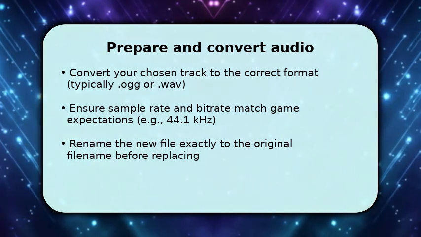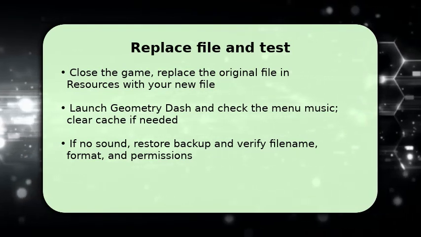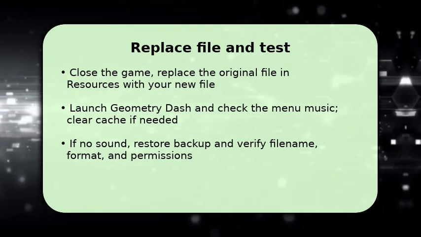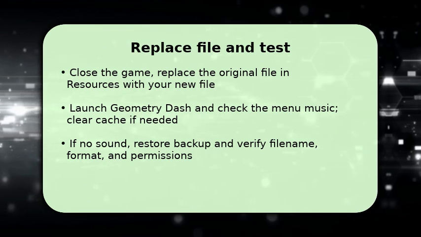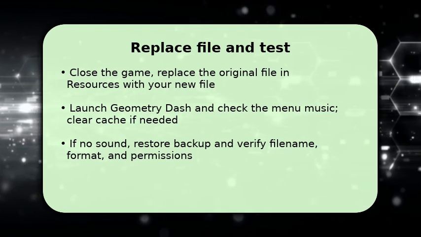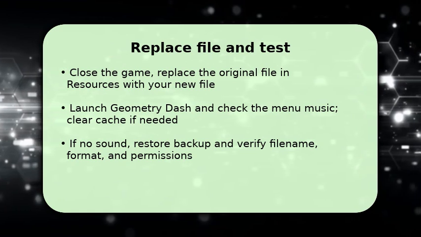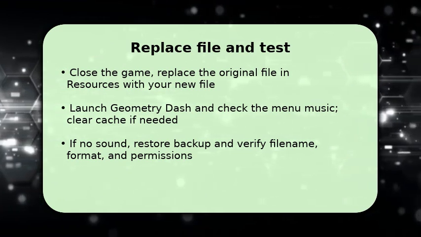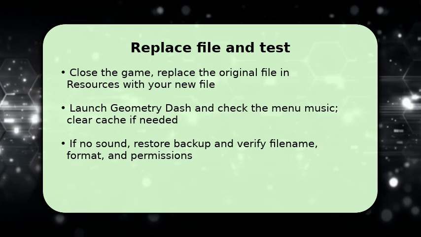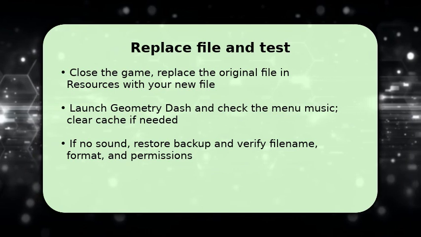Finally, you replace the file and verify the change. Close Geometry fully, paste your new file into the Resources folder overriding the original, and then launch the game. Listen to the main menu to confirm the new track plays. Make sure volume and in-game audio settings are correct. If it fails, restore your backup, recheck file name spelling, file format, sample rate, and file system permissions, because incorrect naming or unsupported encoding is the most common issue, and fixing those usually solves the problem.